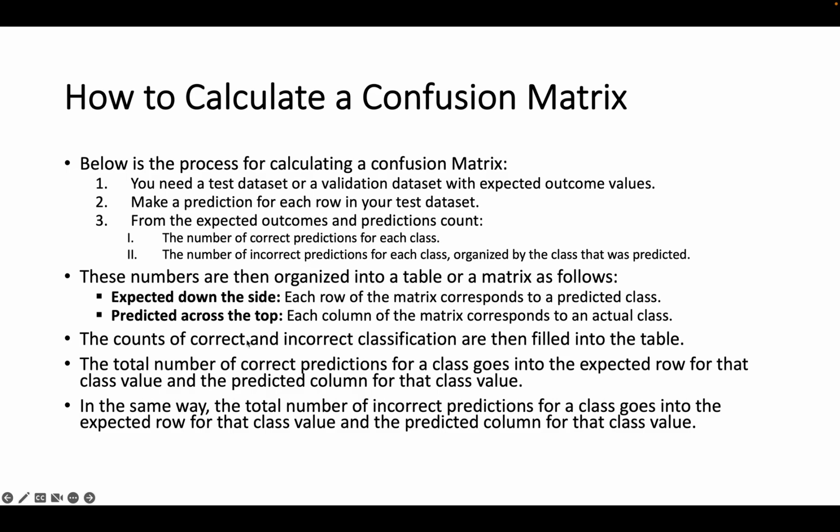The counts of correct and incorrect classification are then filed into the table. The total number of correct predictions for a class goes into the expected row for that class value and the predicted column for that class value. In the same way, the total number of incorrect predictions for the class goes into the expected row for that class value and the predicted column goes into the class value.